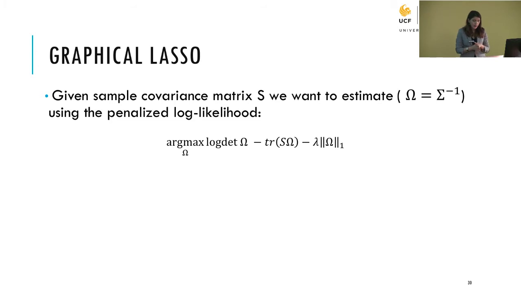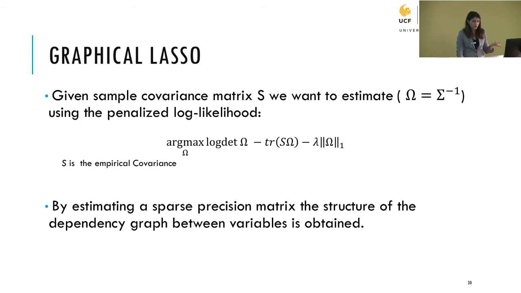This is the penalized log likelihood, or L1 regularization of the log determinant problem. So by adding the L1 constraint on this omega, which is a precision matrix, we can capture the significant interactions and find the conditional independence between variables if we assume the distribution is Gaussian. Now, when we have the sparse precision matrix, we can find the structure of the dependency graph between variables, and when there is 0, it means there is no edge.